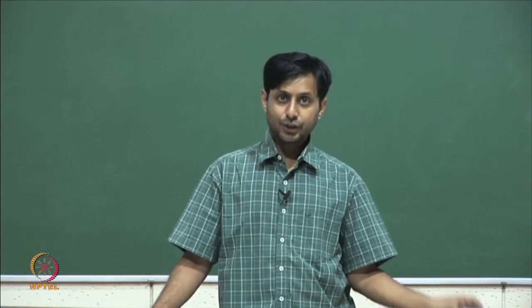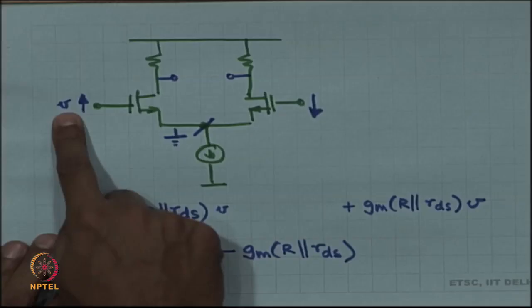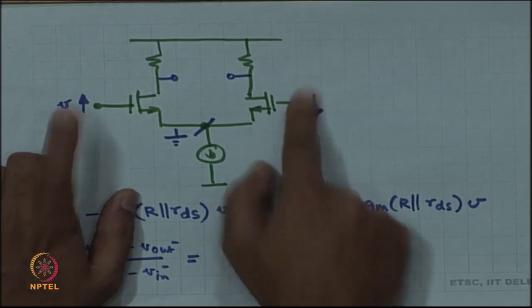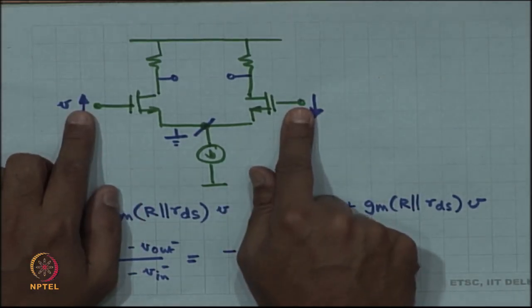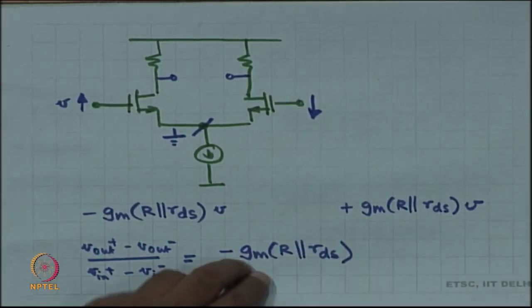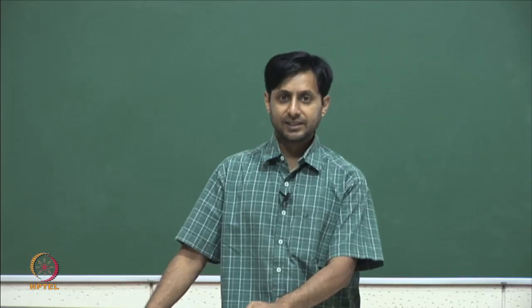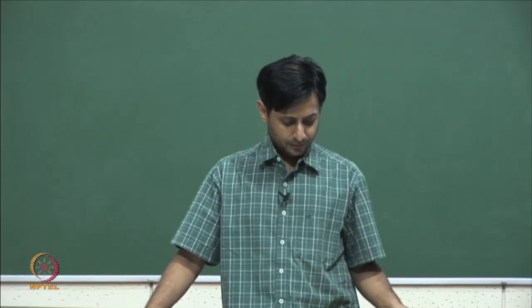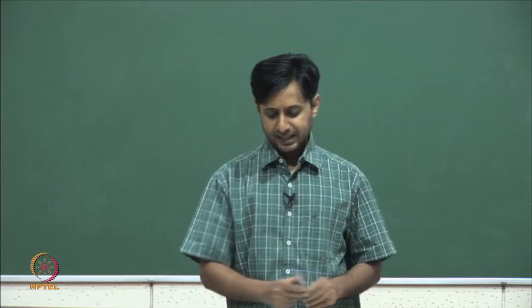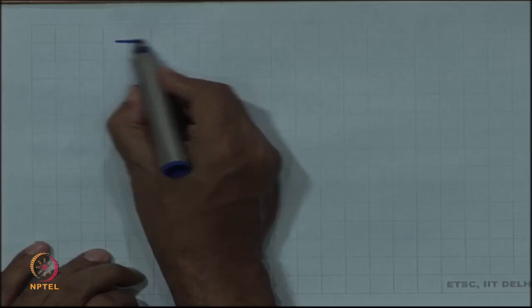So, in general, V1 and V2 are not going to be antisymmetric all the time. There might be some common mode component to it as well. So, they could have some average as well. So, you also have to find out the response to the common mode.